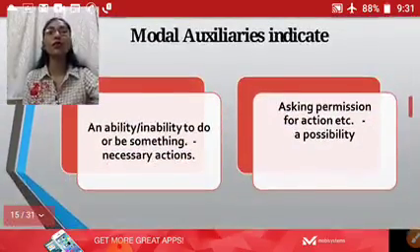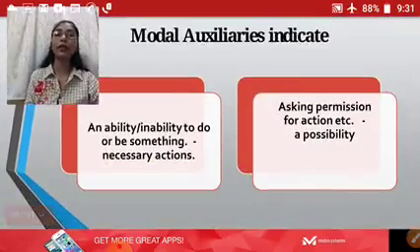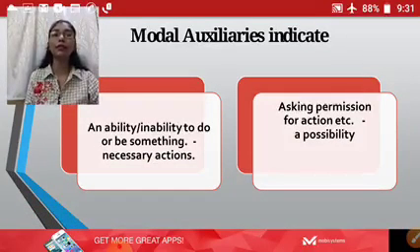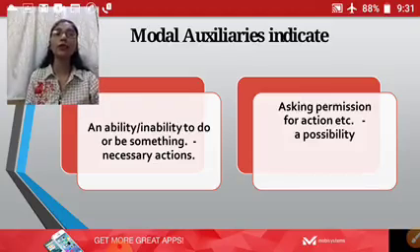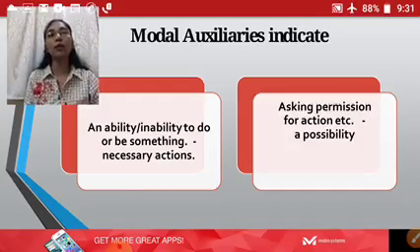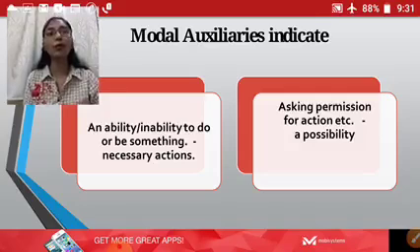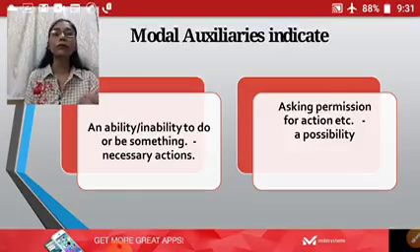Modal auxiliaries also indicate an ability or inability to do or be something. They also talk about necessary actions. They are also helpful for asking permission for action. They also indicate possibilities, advice, permission, obligation, and prediction. All these things come under the indication of modal auxiliaries.